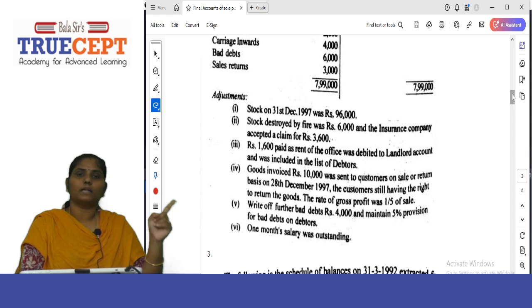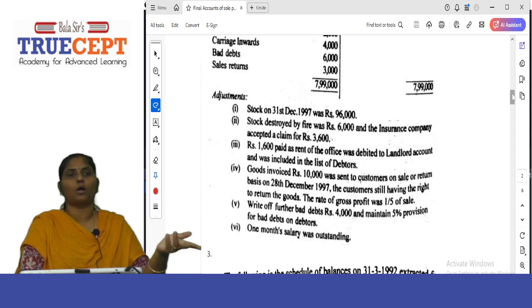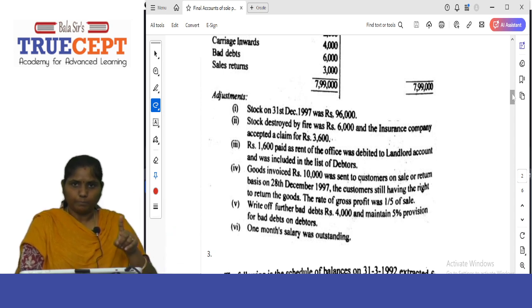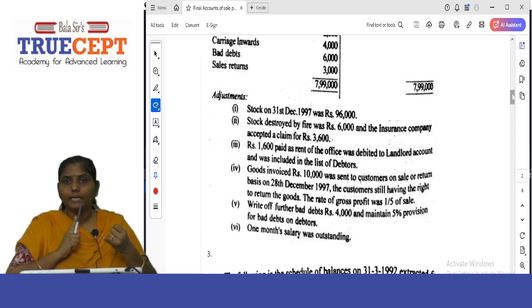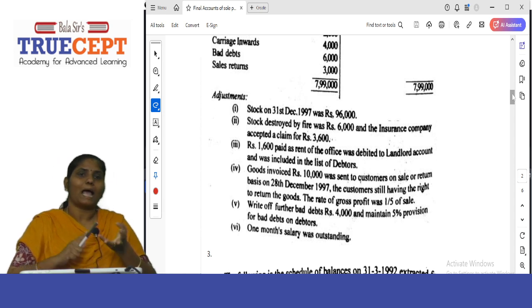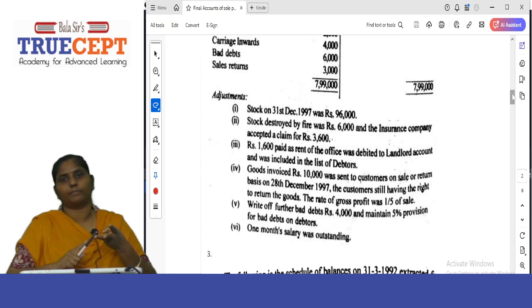The 1,600 rupees will be removed from debtors in the balance sheet. When I write debtors, I will remove 1,600 and also I will add it to the rent account in the profit and loss account because it is my rental expense. Because I did not debit the rent account, I have shown less in the rent account. So I will add it to the rent in the profit and loss account. Clear? This is a rental expense, therefore add it to the rent in profit and loss, and it is wrongly debited to the landlord, so I will subtract it from the debtors.